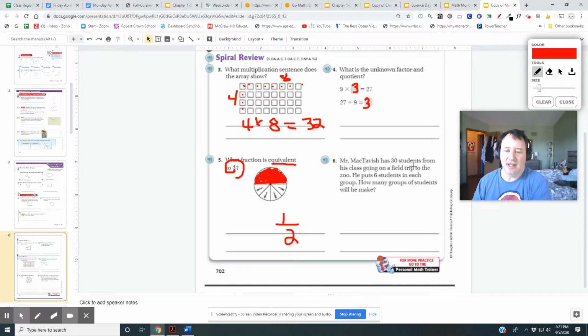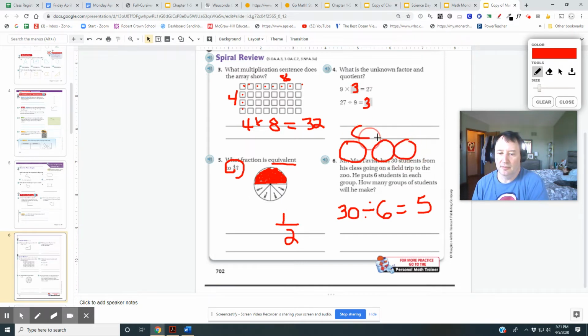Mr. McTavish has 30 students from his class going on a field trip to the zoo. He put 6 students in each group. How many groups of students will he make? So if there's 30 students, he wants to divide. Let's see if this makes sense. If he made 5 groups of students with 6 in each group, that equals the 30 students, so that makes sense.